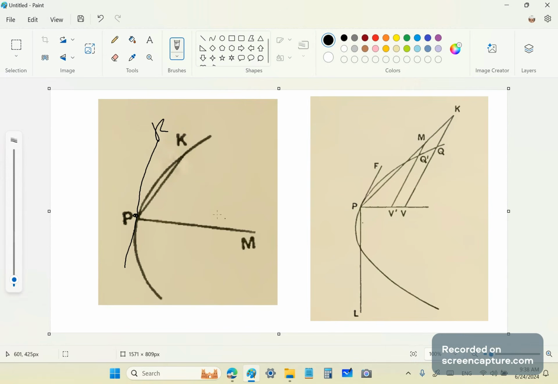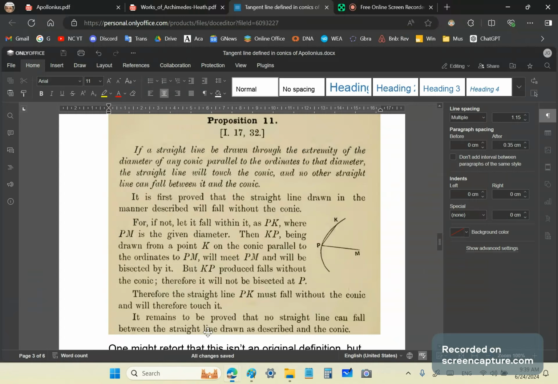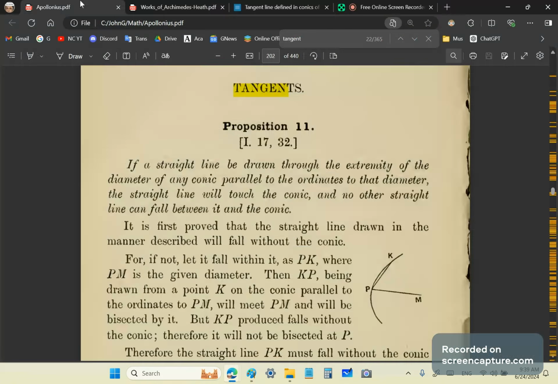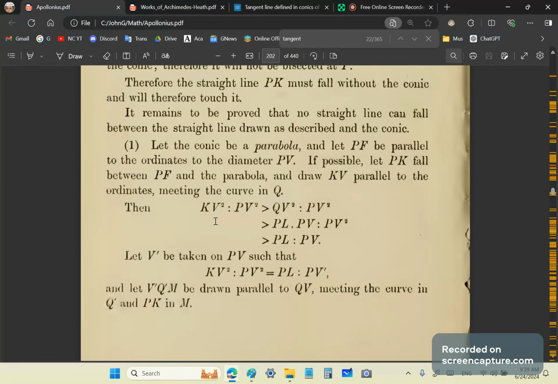The second part is quite interesting because Apollonius makes the constructions that you see here, with QV and Q dash and V dash as being parallel chords. And then what does Apollonius do? He says in his proof here that the ratio of KV squared to PV squared is greater than... well, actually, this is Heath's mistranslation. It doesn't say the ratio is greater. It says the measure of this ratio is greater than the measure of this ratio.